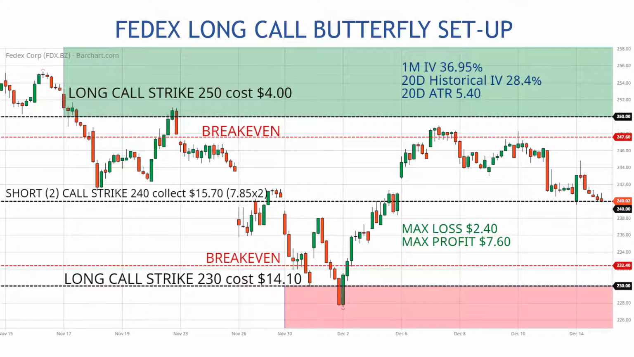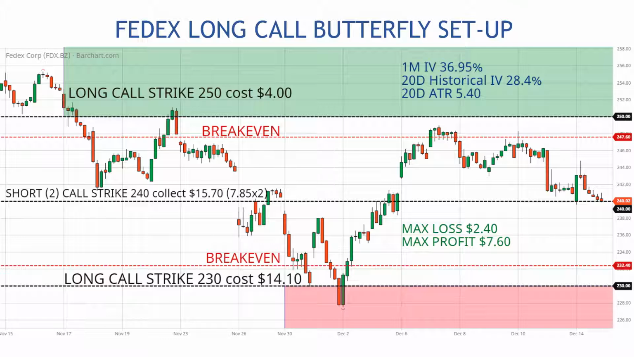Now notice these areas are equal distance from our current price, 230 to 240 and 250 to 240. The bull call spread consists of the long call strike 230, which is going to cost us $14.10, and a short call strike 240, which will allow us to collect $7.85. The bear call spread consists of the short call strike 240, which we're going to collect $7.85, and the long call strike of 250, which is going to cost us $4.